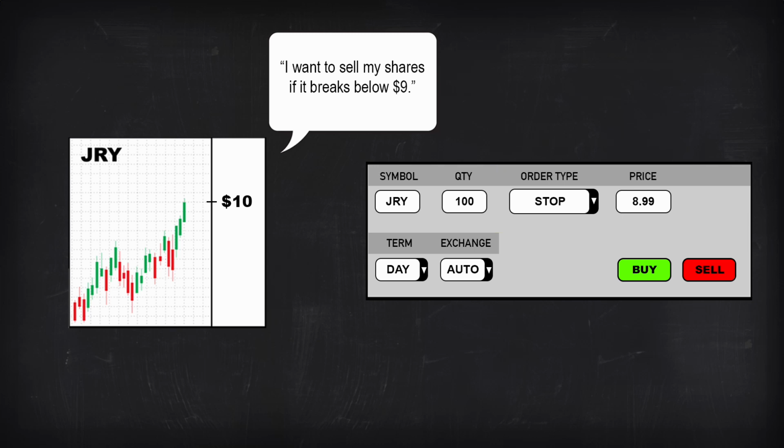So what this is saying is sell my 100 shares of JRY with a market order. Again, meaning I don't care at what price, just get me out immediately, but only put this order through if the price drops down to $8.99 or below. So the easiest way to think about it is here the word stop actually means go. I know, isn't it nice that they always make these things as simple as possible? So a stop order only goes live if it hits that stop price.